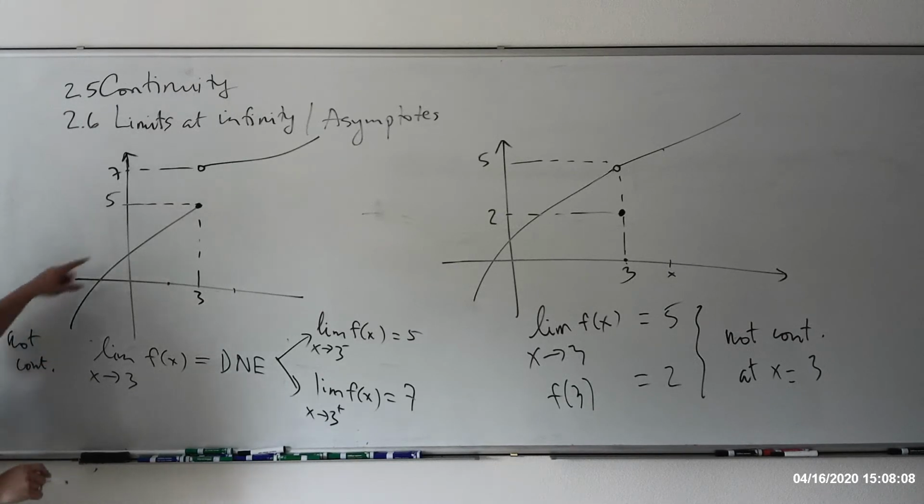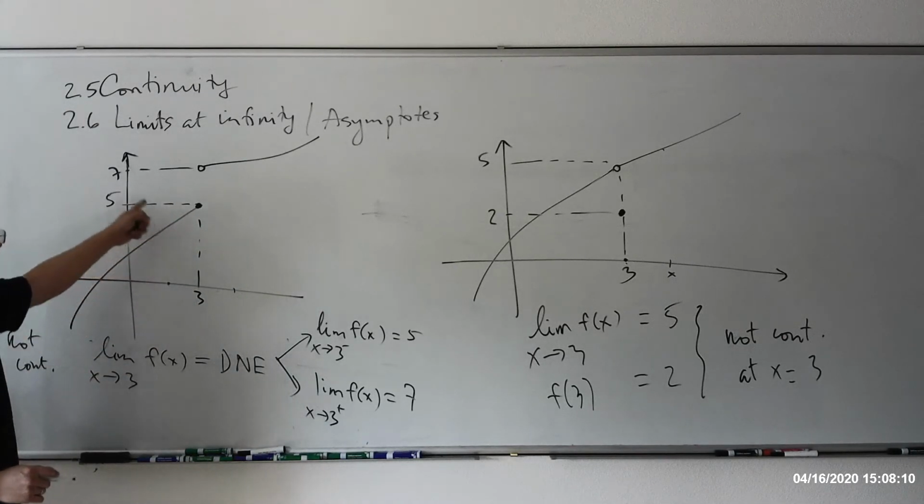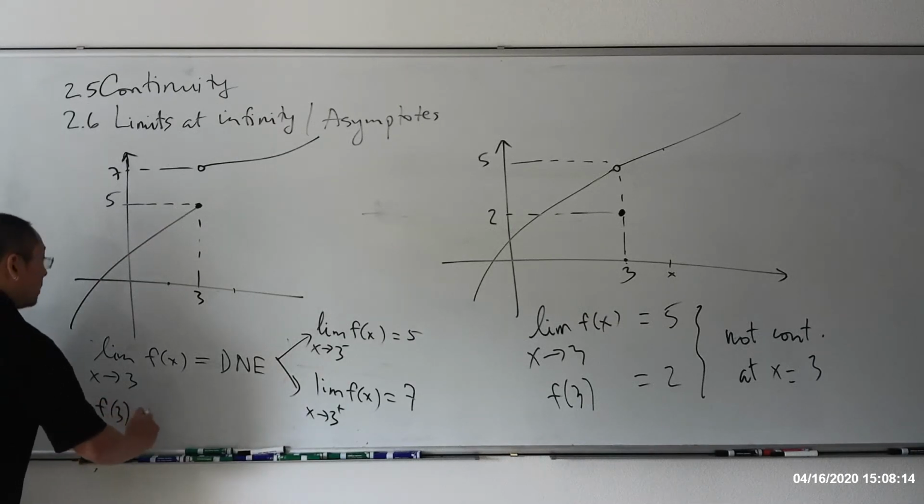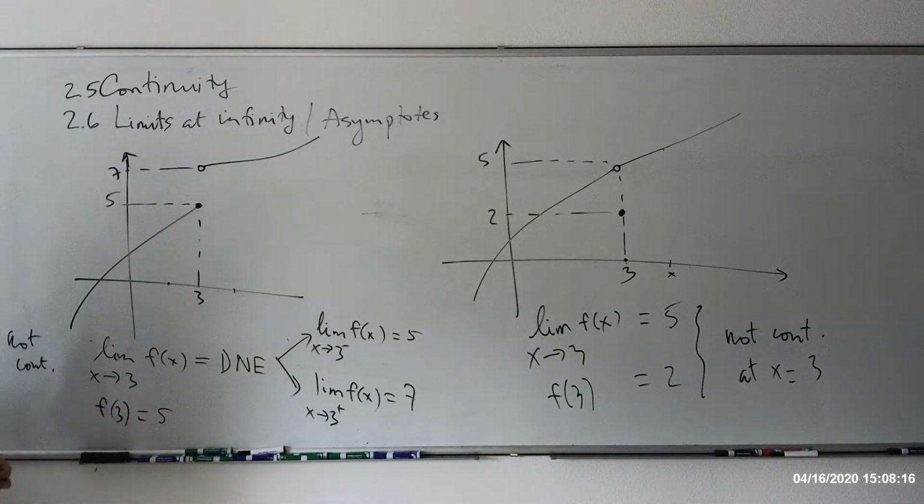And don't forget to check if the point 3 is in the domain. In this case, is it in the domain? Yes, that's the first thing. We said f of 3 is equal to 5, right? So the point x equal to 3 is in the domain. So that's good, but the function is not continuous. Not continuous. Okay?